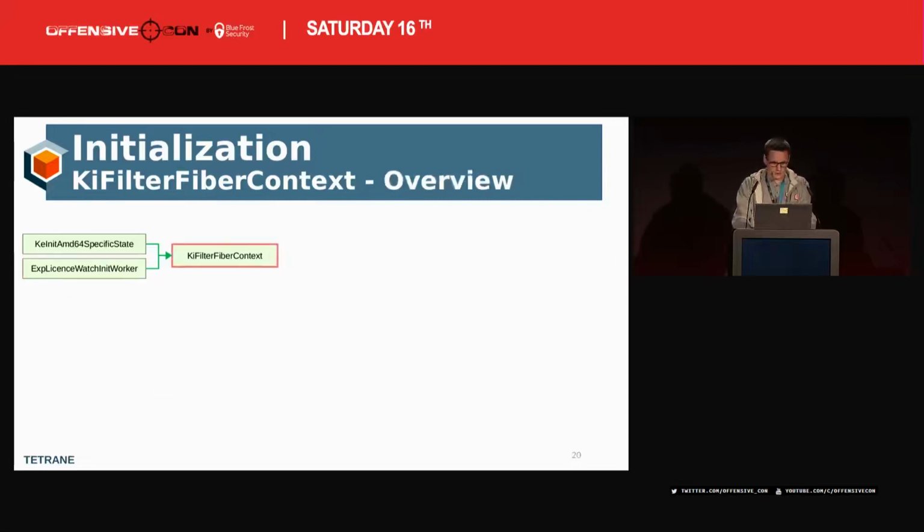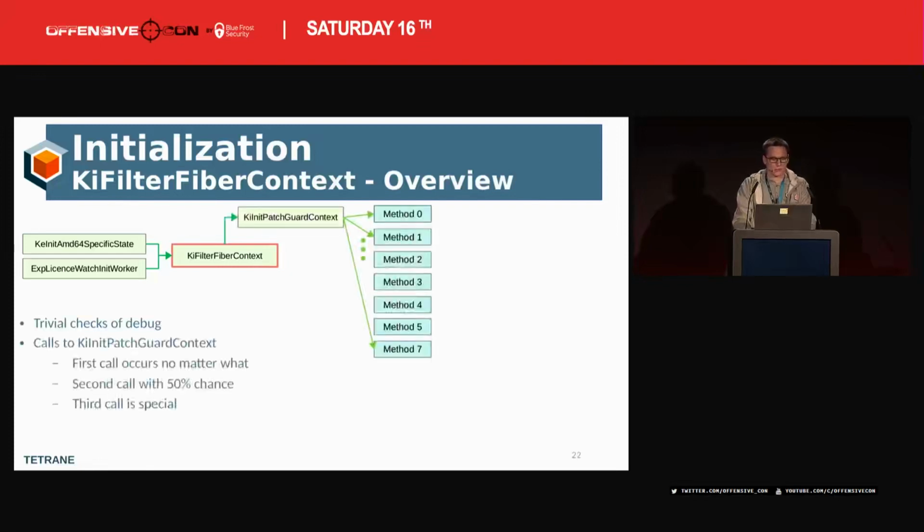So let's talk about KiFilterFiberContext itself. It's a small function. It has trivial checks of debug, and it will call KiInitPatchGuardContext, which is actually an unnamed function, but in the literature it's called this way by previous researchers. So I keep this name since it's pretty relevant. The thing is, this function will initialize a PatchGuard context and is actually called several times. So this means that at any moment in the system, there will be multiple PatchGuard contexts running. So if you disable one, there is probably another one running.